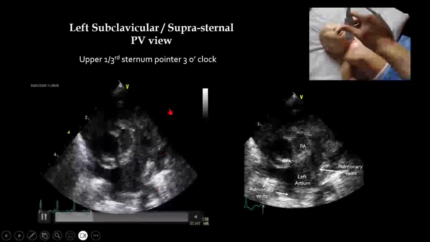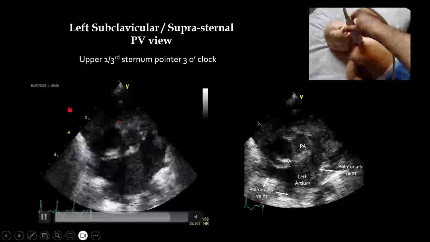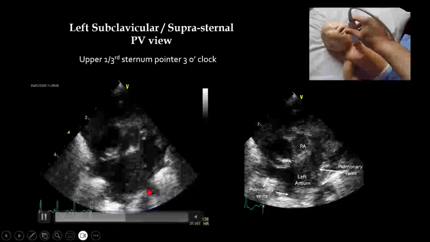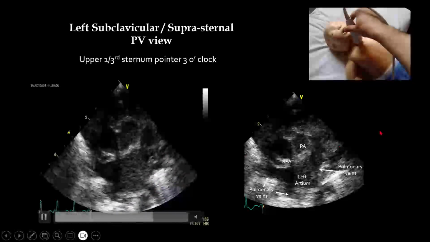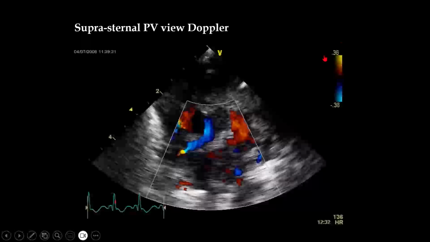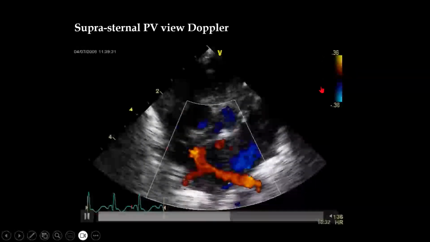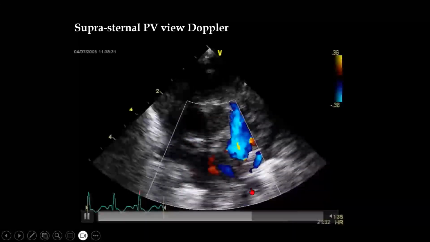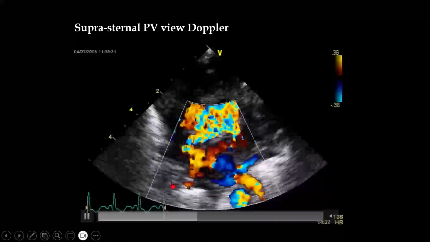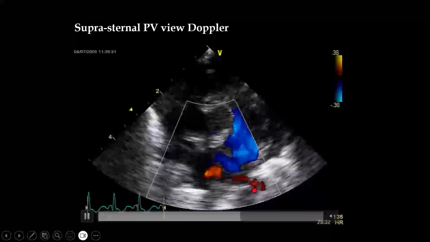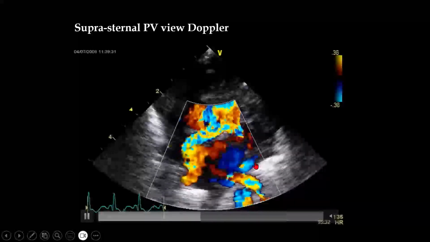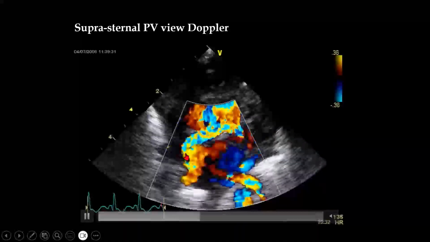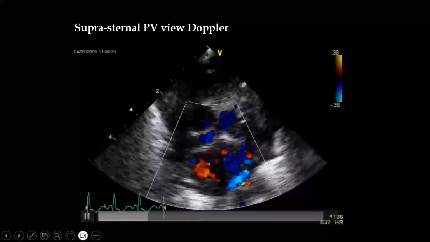Sorry, this is the left, this is the right. This is the right lower, right upper, left lower, left upper. When I put on color, and this is a venous flow, I have to bring down the velocity scale to 0.25 to 0.35. You will start seeing this pulmonary venous flow. See, this red one is left lower, this blue one is left upper, right lower is red, and right upper is blue.